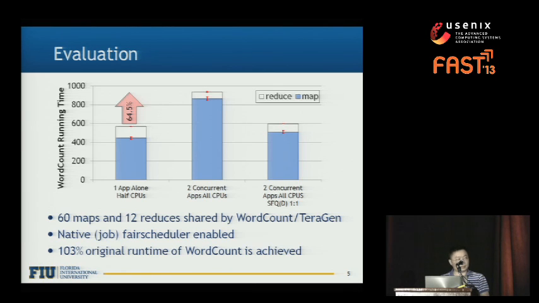As a result, we eliminated the increase in running time because we ensure that both applications get their fair share of I/O resources. So this graph clearly shows that even if you split CPU resources evenly, it does not necessarily translate to the performance of those two applications, because they have different I/O needs. And the rightmost bar achieves about 103% of the original runtime of word count.